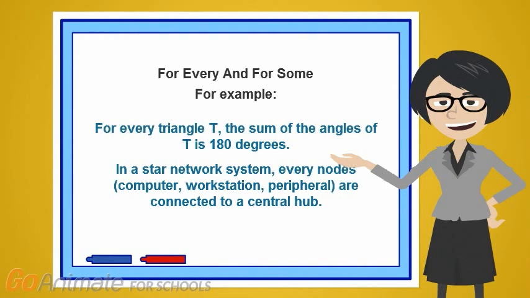Most statements in mathematics and computer science use terms such as for every and for some. For example, for every triangle T, the sum of the angles of T is 180 degrees. In a star network system, every node, computer, workstation, and peripheral is connected to a central hub.